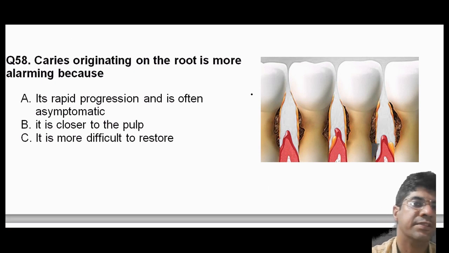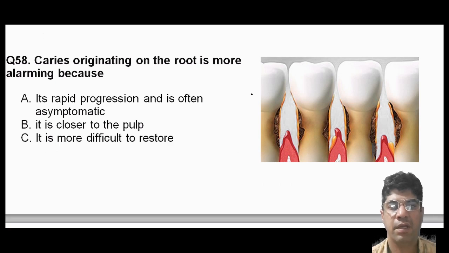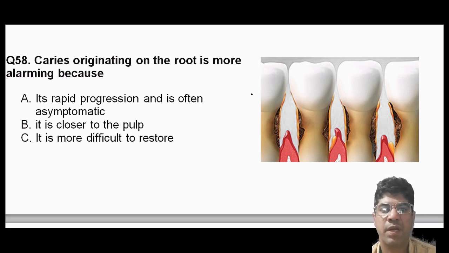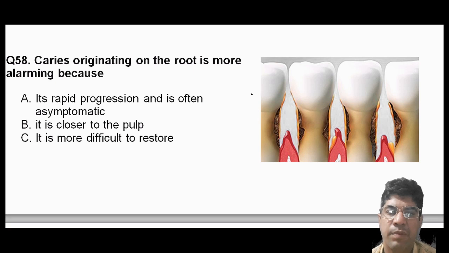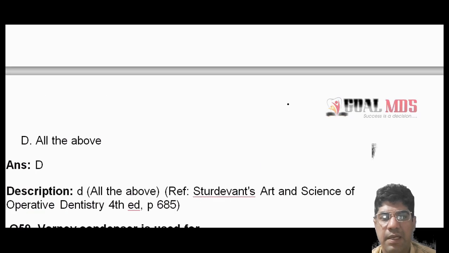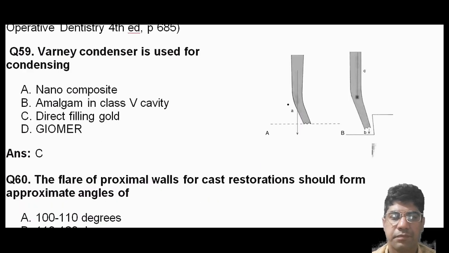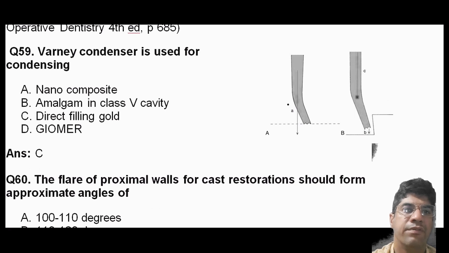Caries originating on the root is more alarming because the answer is all of the above. Root caries can progress more rapidly than caries on the enamel surface. They are often asymptomatic. Root caries are closer to the pulp chamber, increasing the risk of pulp involvement and pulp necrosis. They can be more difficult to treat and restore. So the answer is all of them.